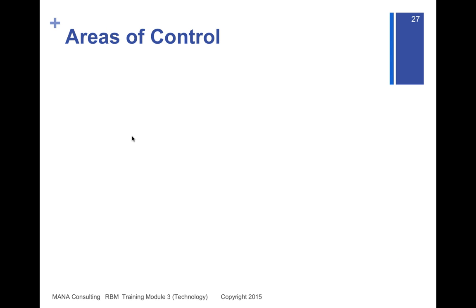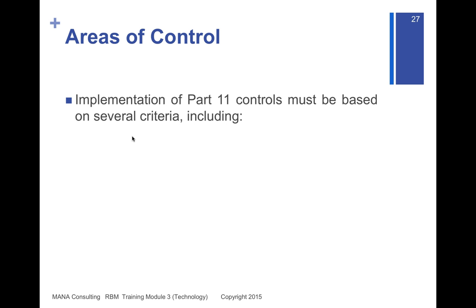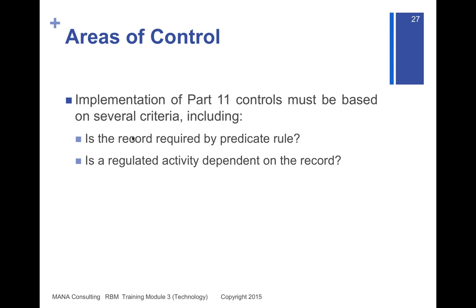So let's talk about control, because remember we talked about open systems and closed systems, which are those that have aspects of control. Here are some of the things that you have to include. Is the record required by the predicate rule? Of course, that's important, because if it's not, then you don't have to follow 21 CFR Part 11.